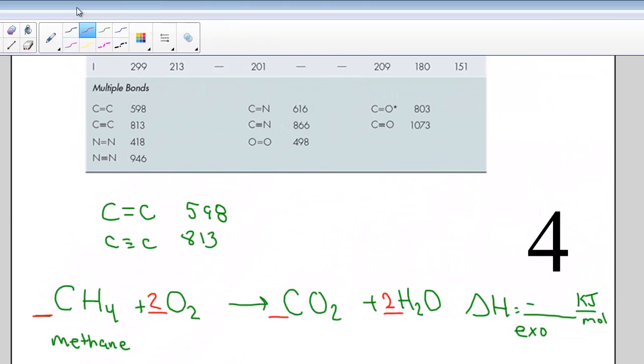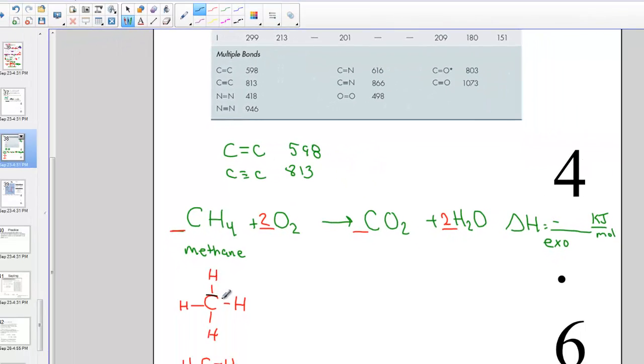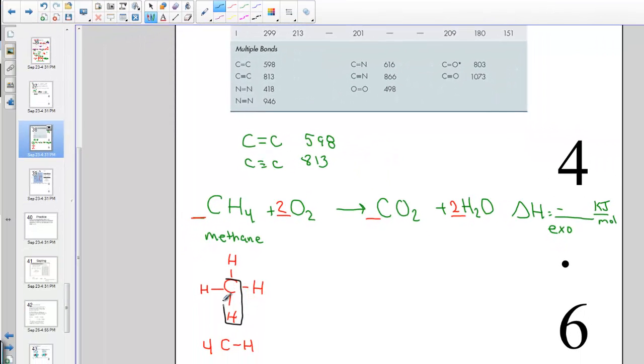Right? Let me just change color. I have 1 CH bond. I have 2 CH. There's the third, and there's the fourth. I have 4 CH bonds. If I'm going to break a CH bond, how much energy did it take?